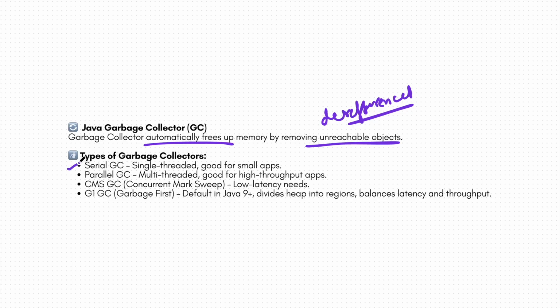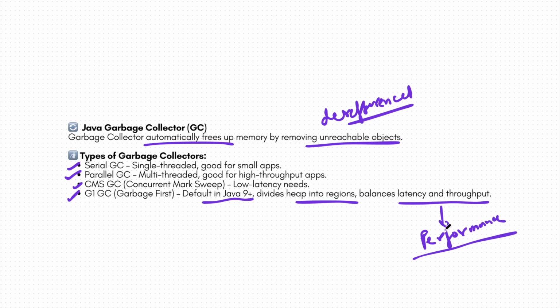We have a serial GC, we have a parallel GC. Okay, don't need to go into detail for this. You just need to remember the names: serial GC, parallel GC, CMS GC, and G1 GC. Okay, G1 GC is the default in Java 9 plus. It divides the heap into regions and balances latency and throughput. So basically it helps us to improve our performance.